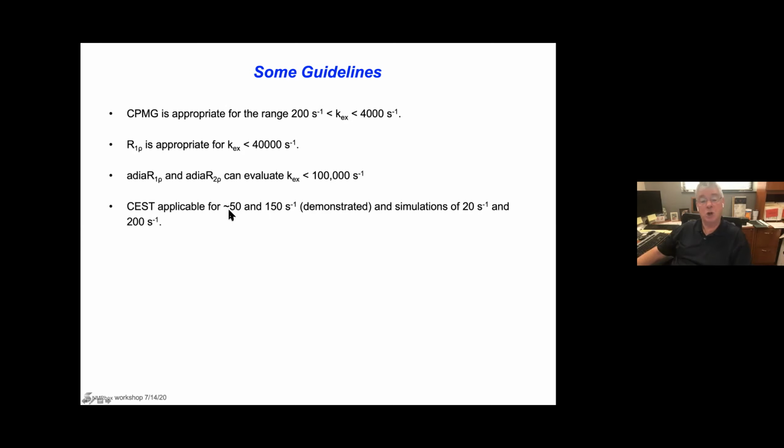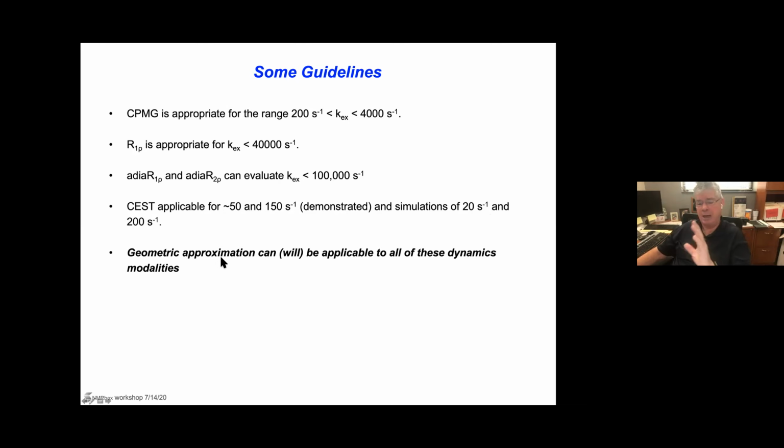CEST is good in the slow range, 50 to 150 per second. Simulations say you can get 20 to 200. Most of the data in the literature is in this range. And geometric approximation, I haven't talked about that.